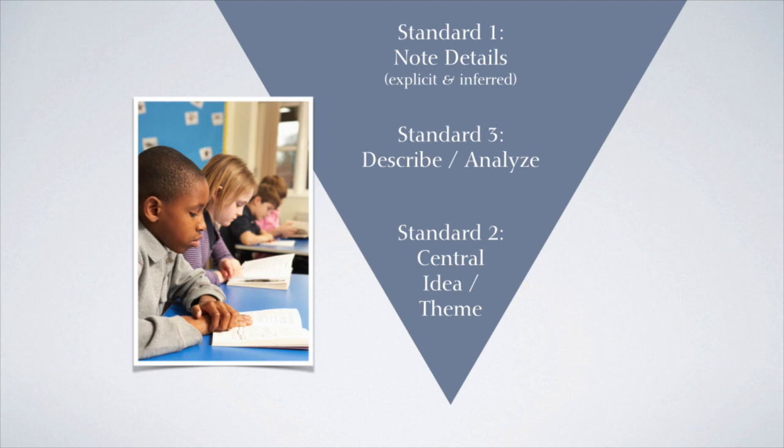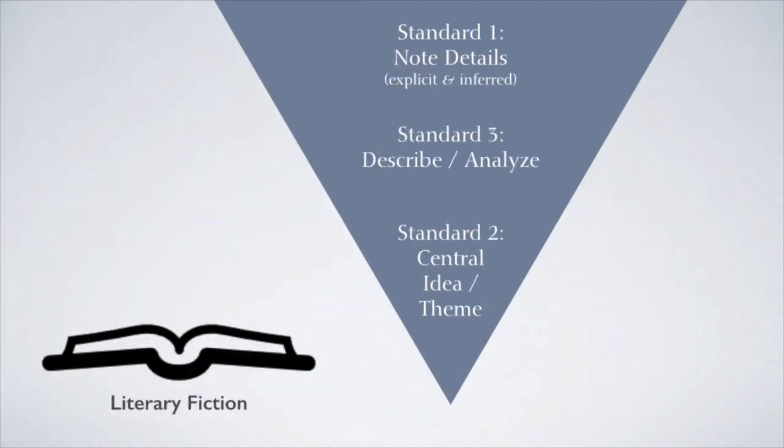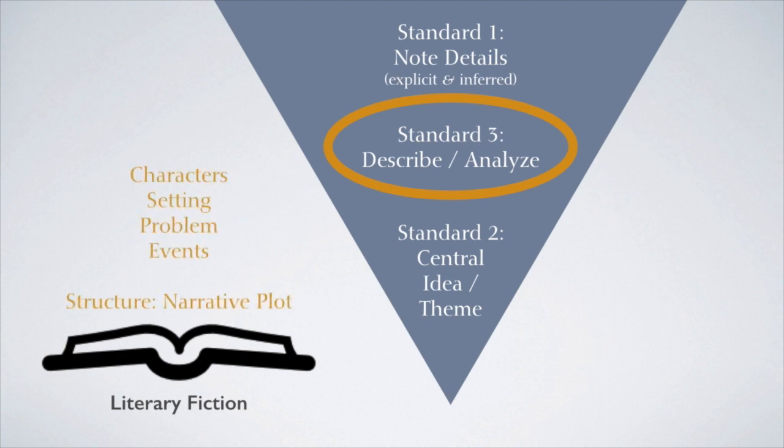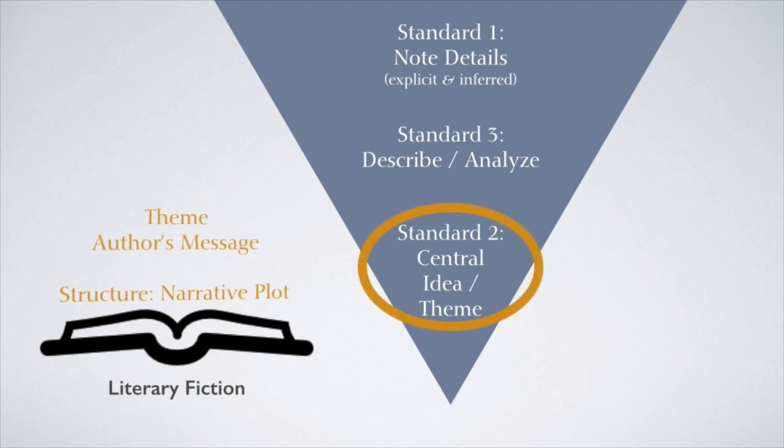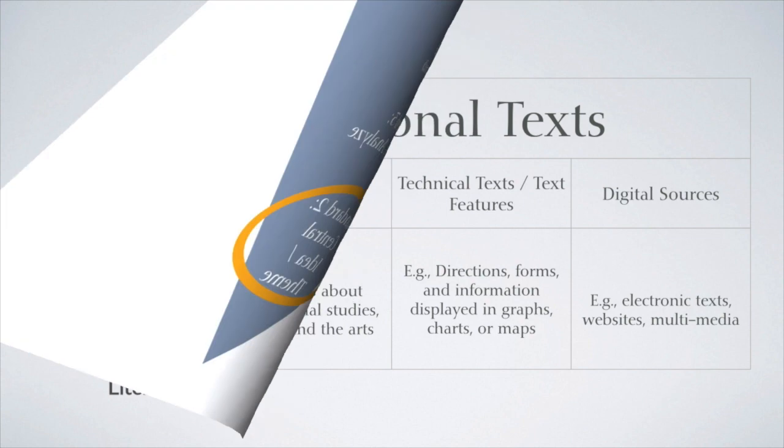Again, Standard 2 cannot be accomplished without first having done Standards 1 and 3. When students have accomplished Standards 1 through 3, they have read closely enough to determine the overall meaning of a text. We know how to do this work in fiction. When students describe and analyze fictional text, they are describing and analyzing story elements, characters, setting, problem, and events as they relate to the narrative plot structure. They use what they know about this narrative plot structure to help them uncover the author's message or the theme.